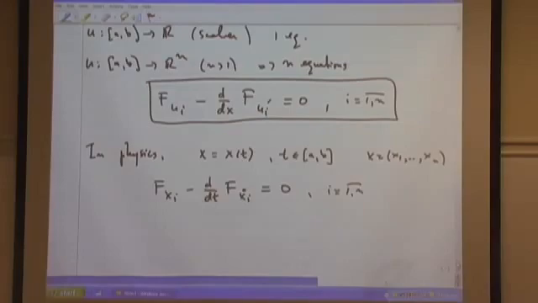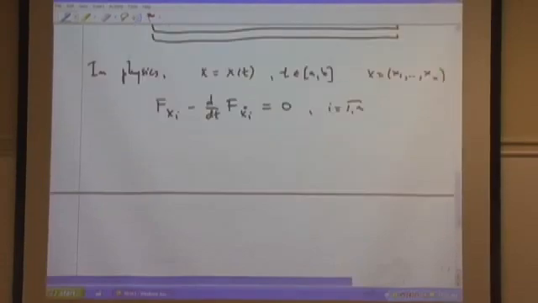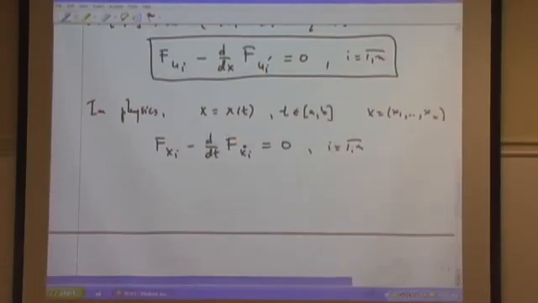Okay. So let's see. What we're going to do now is see some specific cases when this variational problem is relevant. I'm going to start with a physical application. That is basically motion according to Newton's law of motion. The mass times acceleration is the force applied.